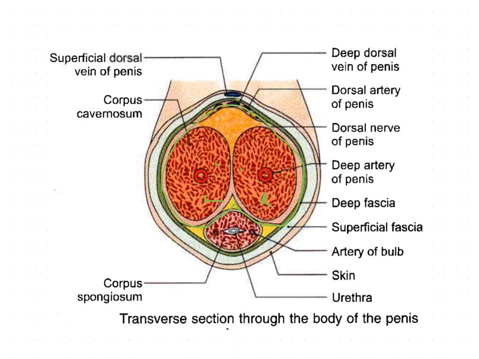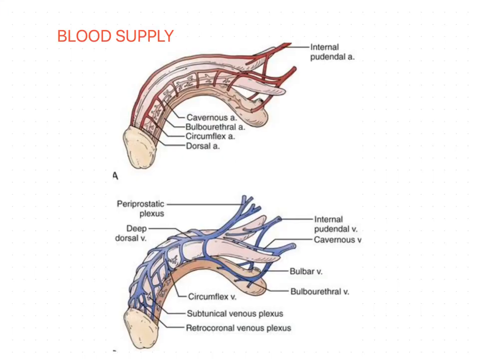Okay, this is all about the penis structure, that is the root of the penis, the body of the penis and the coverings of the penis. Now we will move on to the blood supply. Next one is the blood supply.